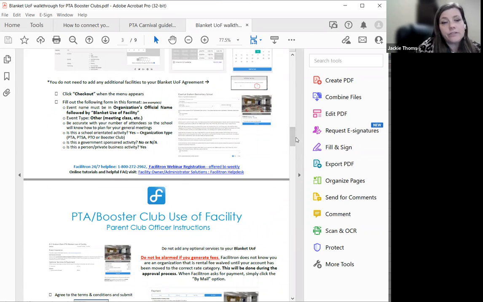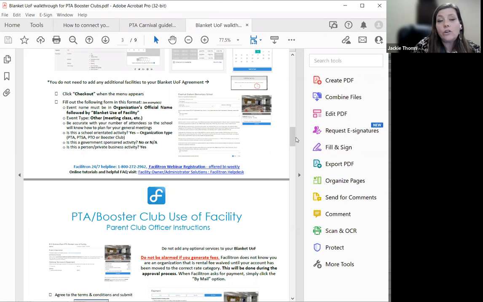So upon checking out on your reservation, when you first create an account, you will generate fees. Please do not be alarmed by those fees. Remember, Facilitron does not understand that you are a fee-waived organization until you go through that approval process.